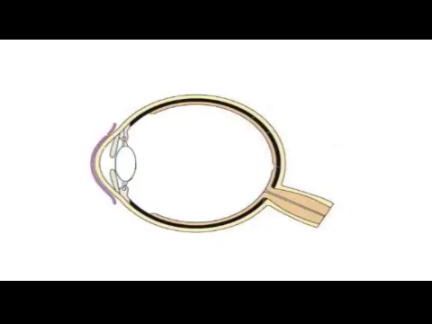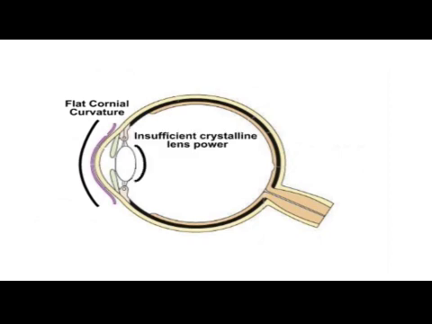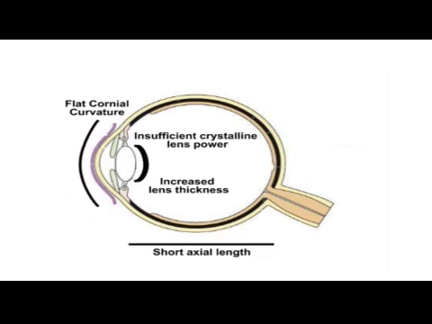Good day everyone. We are now going to see about hyperopia. Hyperopia, also termed as hypermetropia or farsightedness, is a common refractive error in children and adults. Hyperopia can result from a relatively flat corneal curvature alone or in combination with insufficient crystalline lens power, increased lens thickness and short axial length.